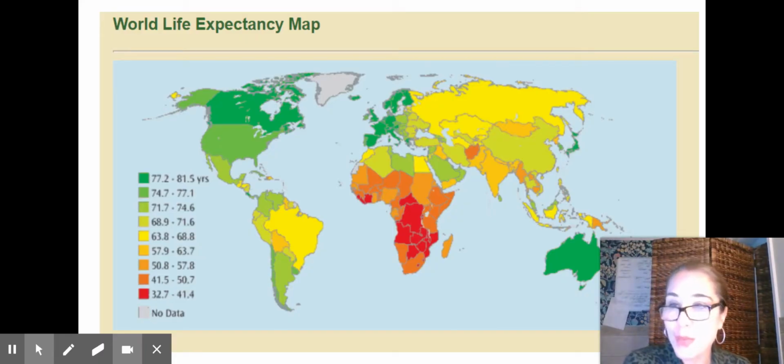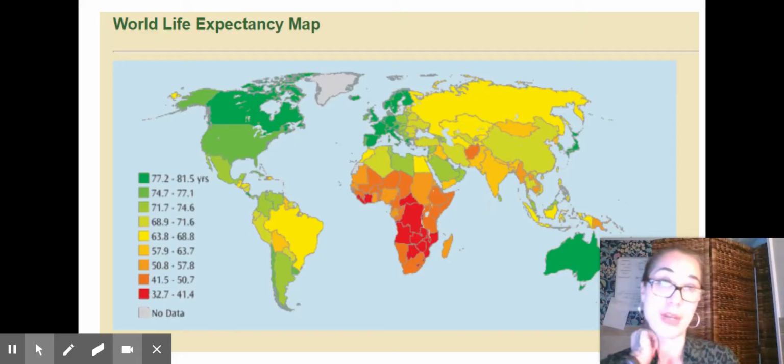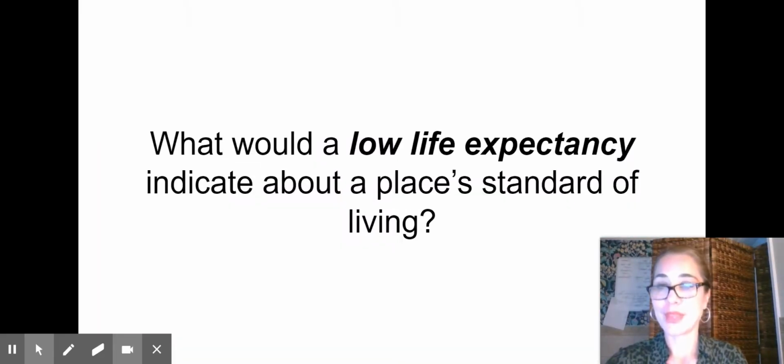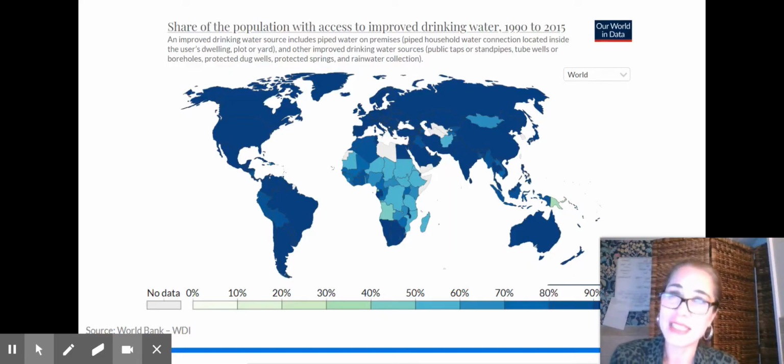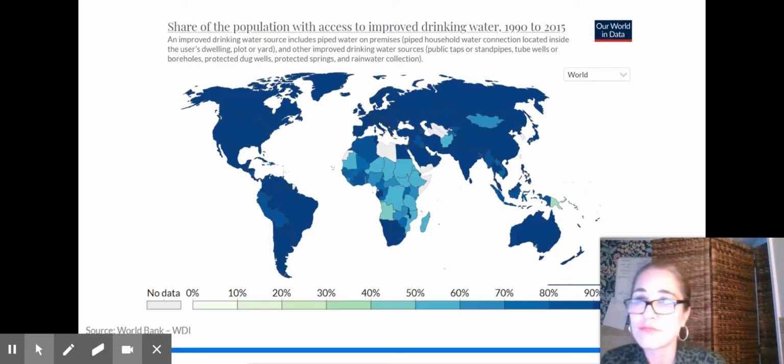Now, in what ways is this map similar to the previous map that showed GNI per capita? I'm going to pause and let you think about that. What would a low life expectancy indicate about a place's standard of living? What would cause life expectancy to go down?